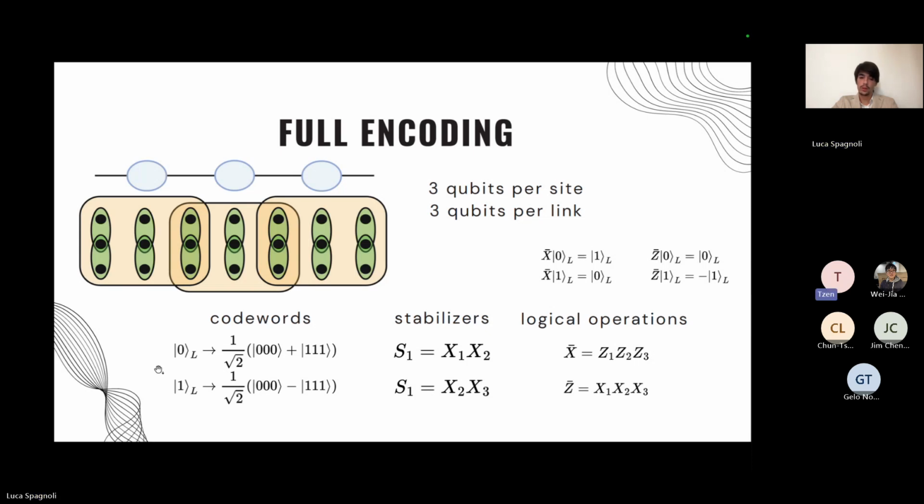Oh, okay. I understand what you mean. So you use three of these first layer logical qubits to construct the error correction for the second layer. So you need a total of 9 qubits for a single error corrected logical qubit.